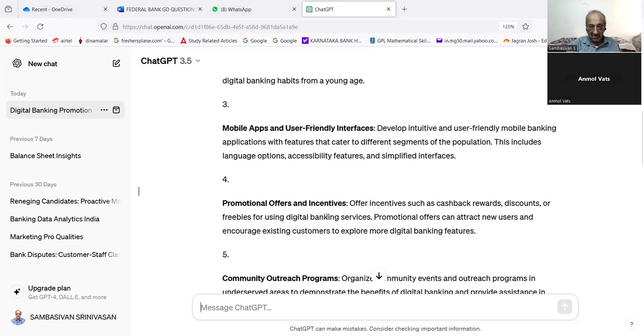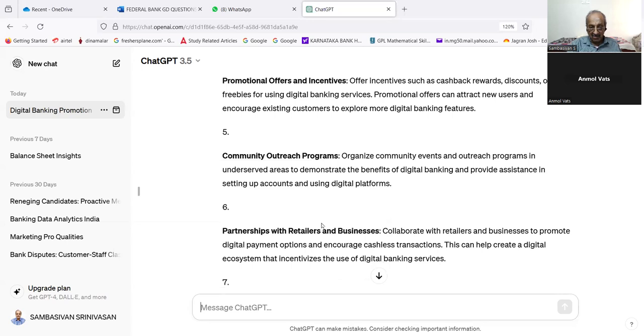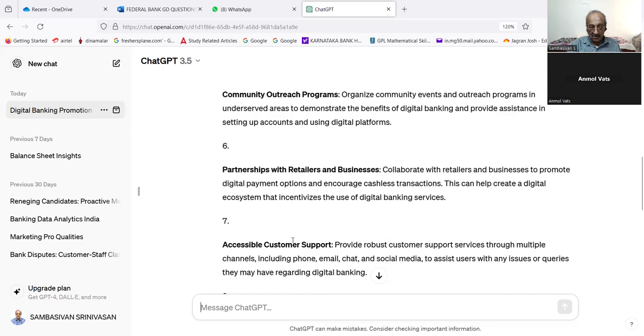Mobile apps and user-friendly interfaces. Develop intuitive and user-friendly mobile banking applications with features that cater to different segments of the population. This includes language options, accessibility features, and simplified interfaces. Promotional offers and incentives. Offer incentives such as cashback rewards, discounts, or free buys for using digital banking services. Promotional offers can attract new users and encourage existing customers to explore more digital banking features. Community outreach programs. Organize community events and outreach programs in underserved areas to demonstrate the benefits of digital banking and provide assistance in setting up accounts and using digital platforms. Underserved areas.